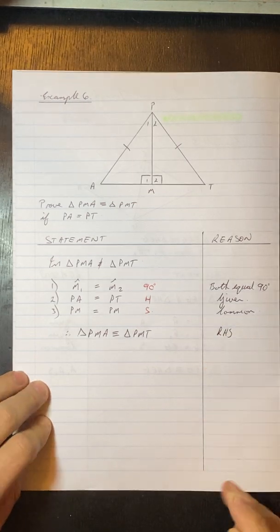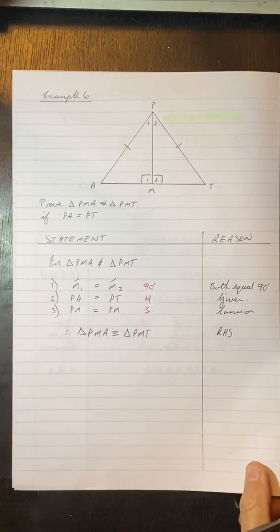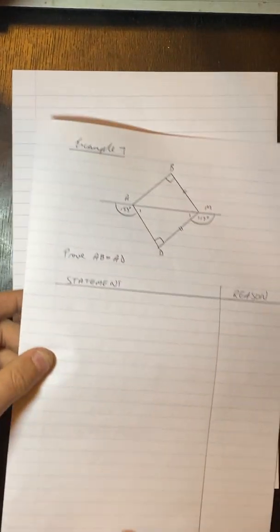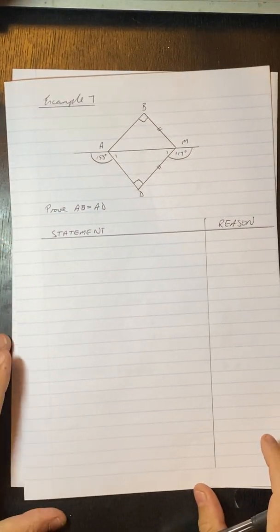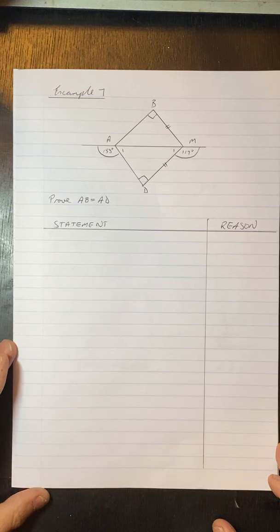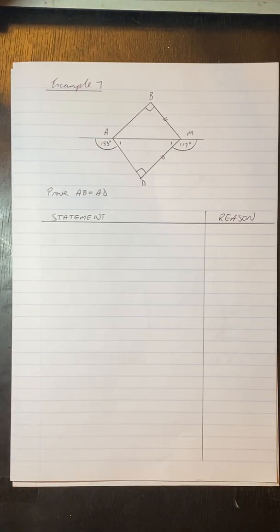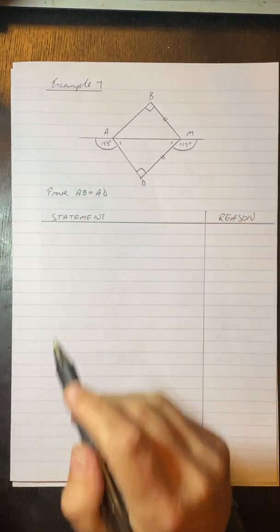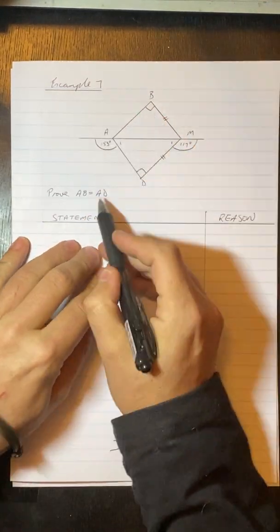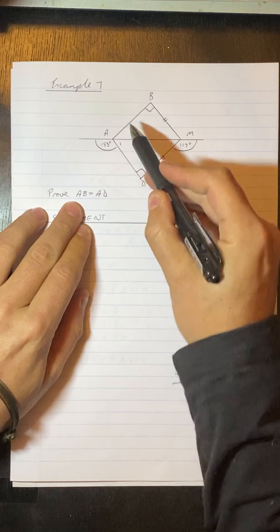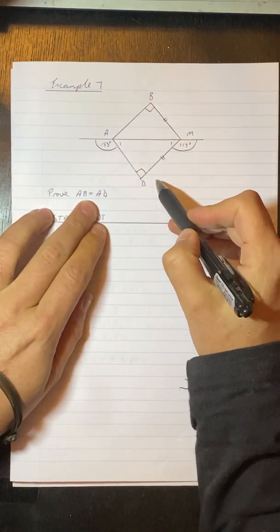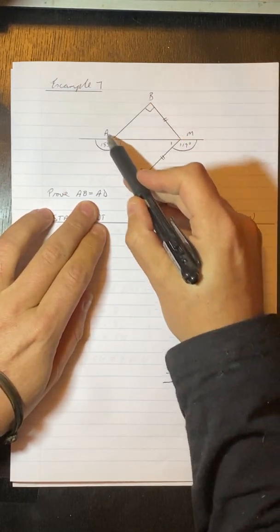Right angle, hypotenuse, side. Okay. Going on to example 7. Now, example 7 is a little bit more complex, but it's not too bad. Okay. So what they're saying here is we have to prove that AB, this, is equal to AD, this one over here.